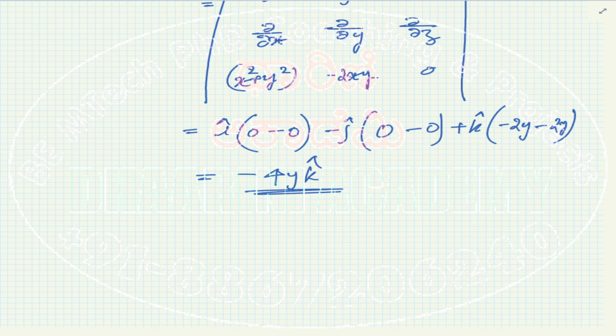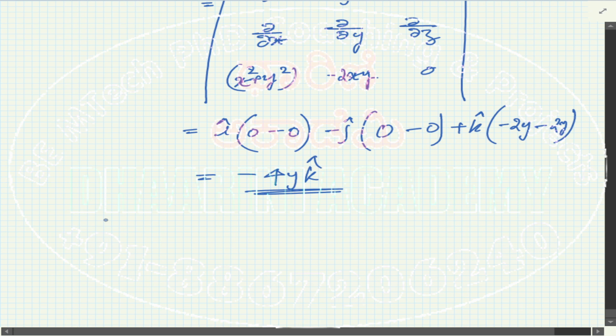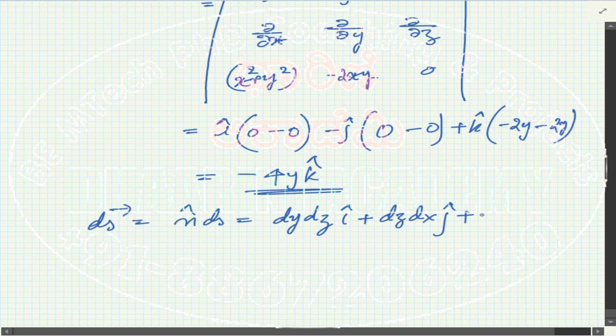Alright, so we got a curl. I need the ds. So what is the ds? Ds vector itself is written as n cap ds. That is equal to, see, n cap ds whole thing can be written as, this is along the x-axis, dy dz i cap, plus along the y-axis the second component, so y becomes z, z becomes x, dz dx j cap, plus same thing repeats, wherever you have z it becomes x, x becomes y, so dx dy, j becomes k cap.